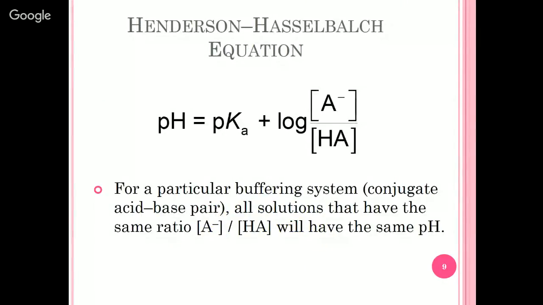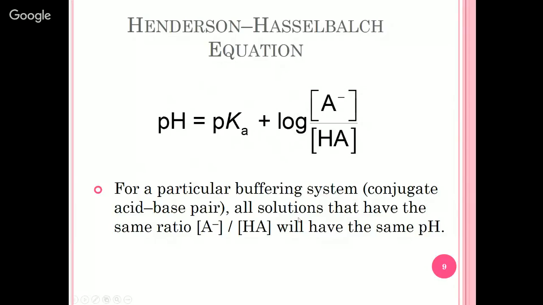The best way to solve for pH in buffering solutions is to use the Henderson-Hasselbalch equation. So pH equals the pKa plus the log of our A minus over our HA concentrations. This equation is simply derived from any equilibrium expression involving a weak acid. Mathematically, we can take the negative log of both sides, do some rearranging, and this is how the equation is derived. I can show you how we do that if you're interested.